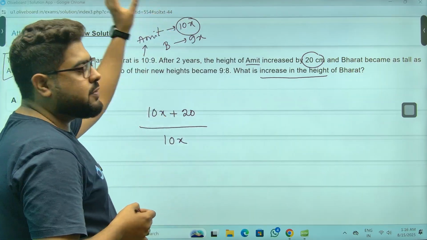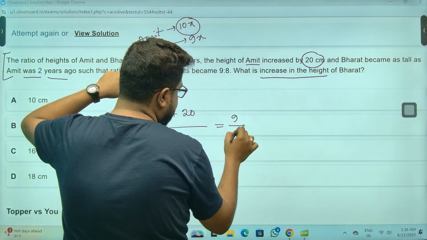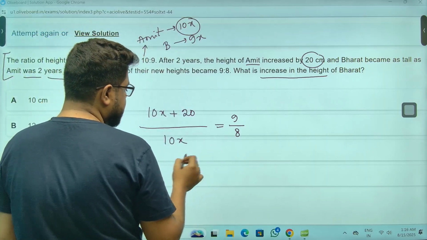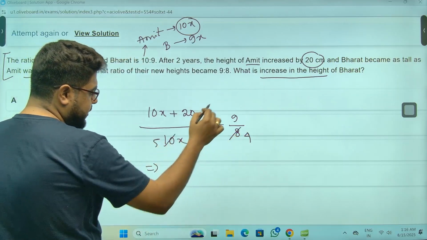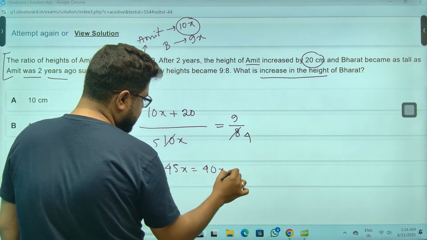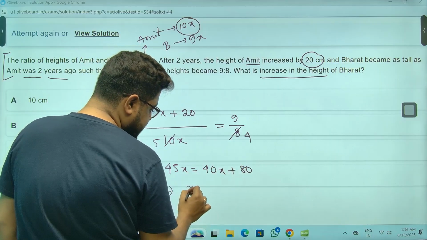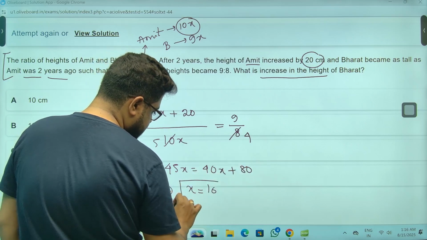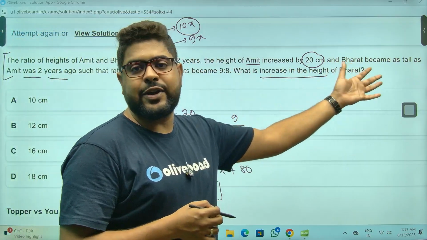2 years ago, whatever was Amit's height. Right? Now this height, the ratio is 9 by 8. So let's calculate. 5 nines are 45x. It is equal to 40x plus 420s are 80. 5x is 80, x equals 80 by 5, 16.